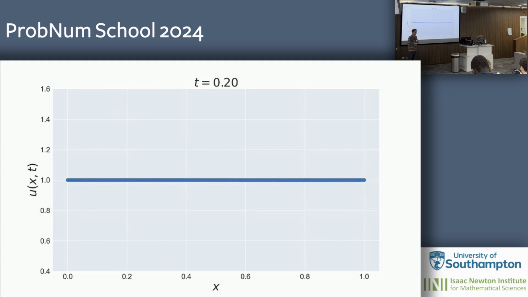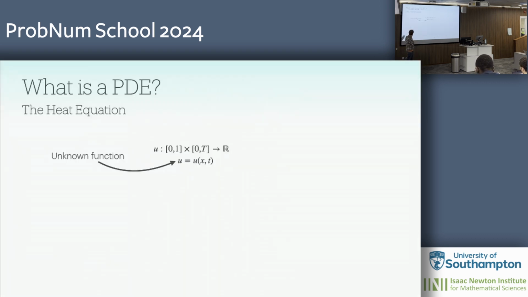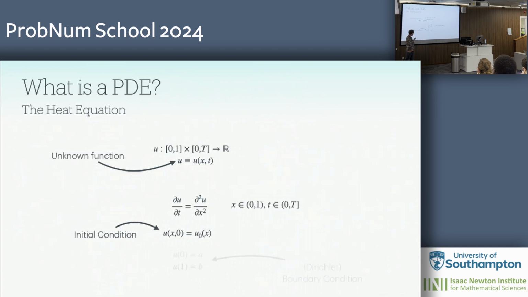So that's what a PDE is. It's an equation which describes an unknown function in terms of its derivatives, plus usually some boundary conditions which give me the ability to identify the function exactly, which I'm not able to do with just this equation describing the derivatives.